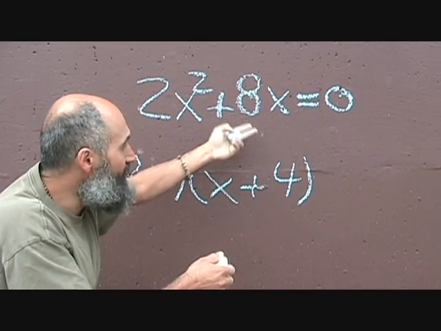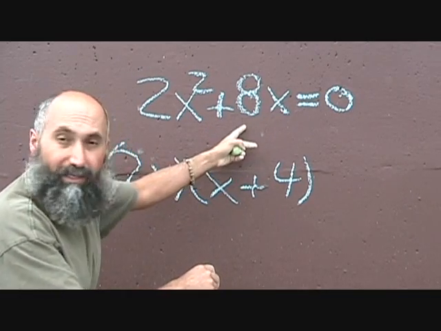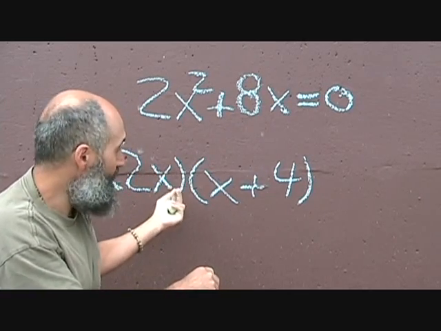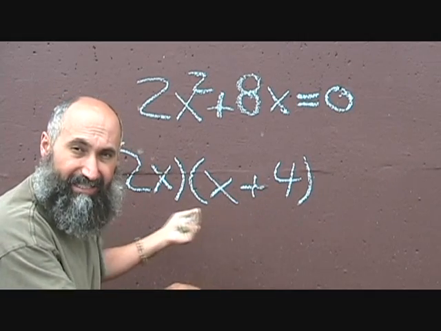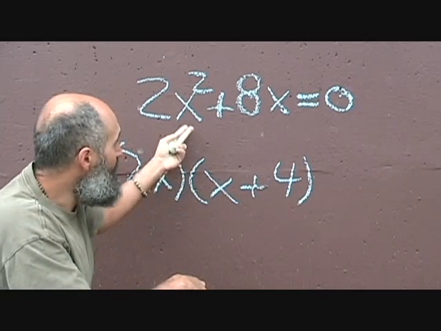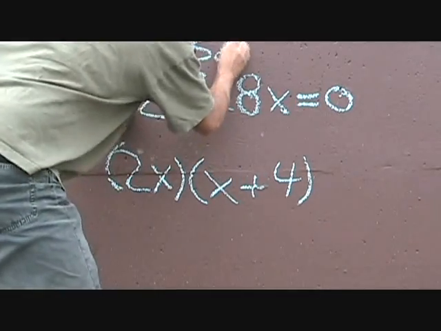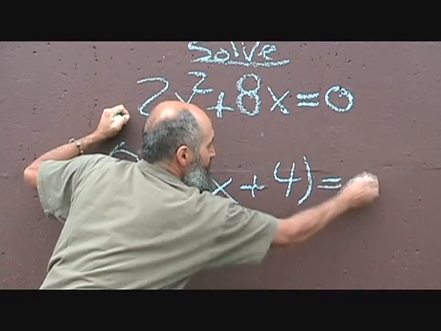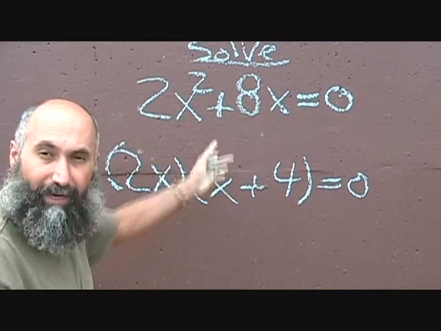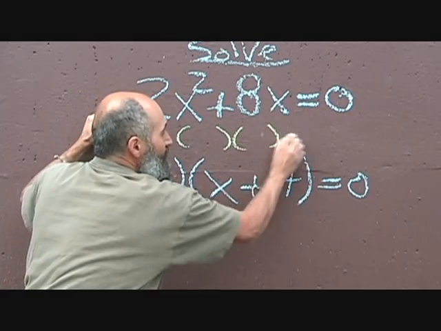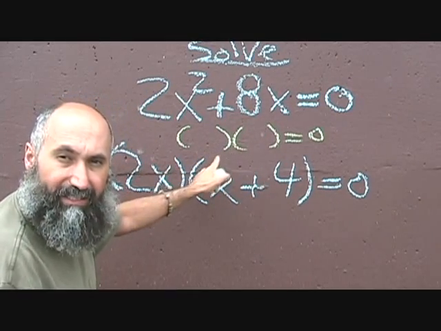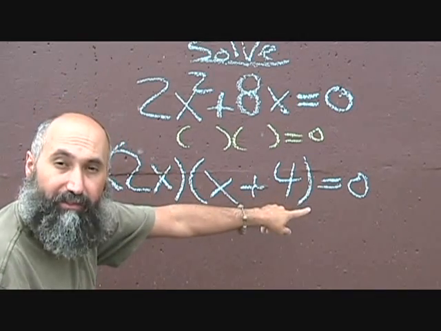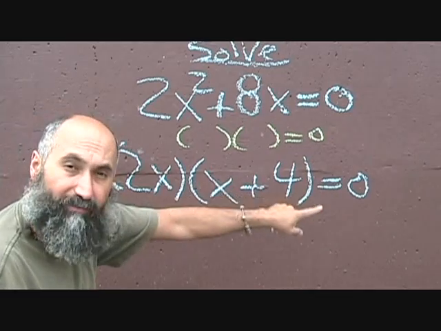What we're going to do is use the property of zero, where the only way you can have multiple things multiplied together to give you zero is if at least one of them is equal to zero. So if they said solve for this, and this would be equal to zero, we break this into things multiplied together to give you zero. That way you can set each one equal to zero. And that's exactly what we have here: two things multiplied together to give you zero. So you can set each one of these equal to zero.